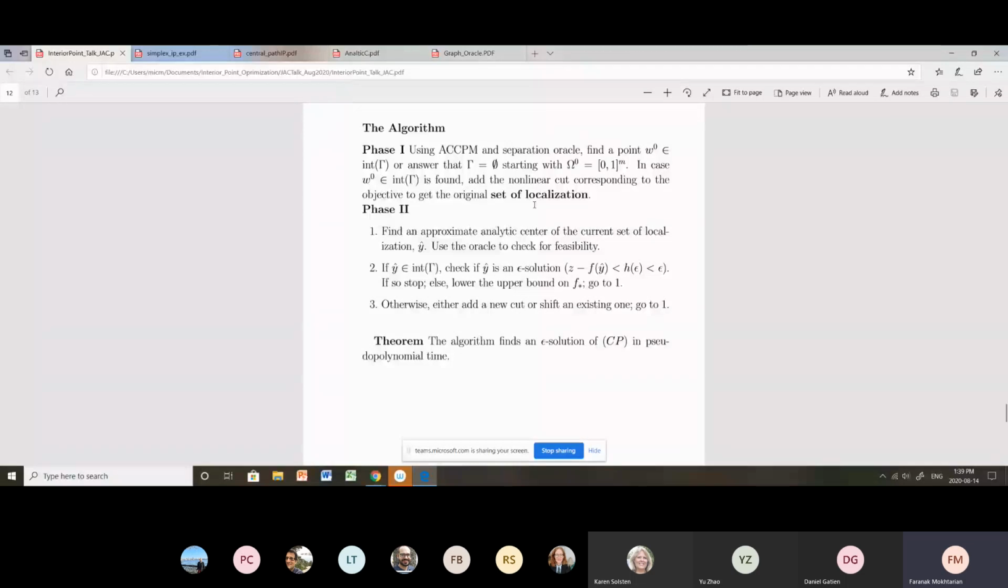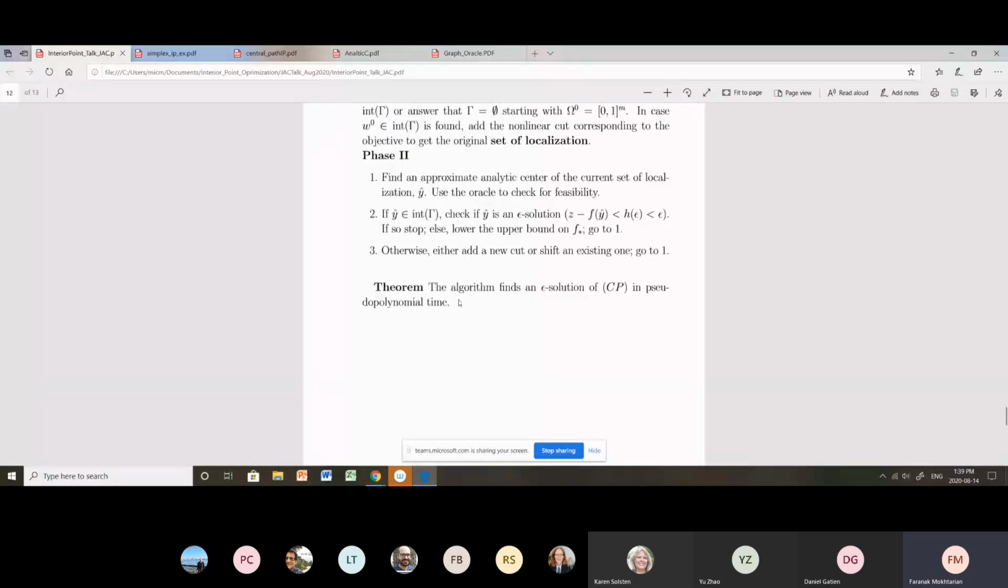In the second phase, we find an approximate analytic center of this set of localization and check for feasibility, until we find a feasible point, and we check for optimality. If it's not optimal, we lower the upper bound on the objective function. And this is repeated until we find an optimal solution.